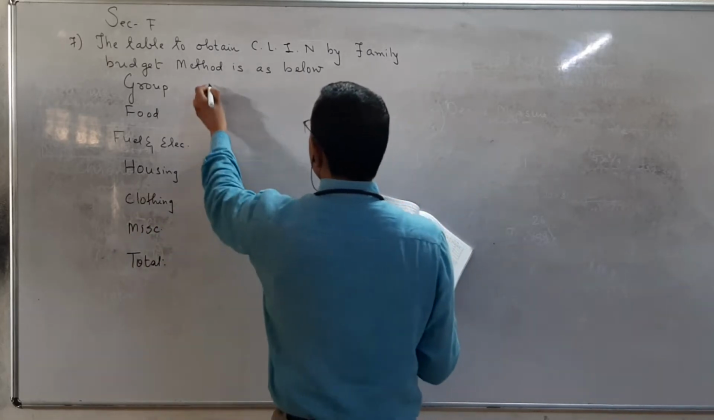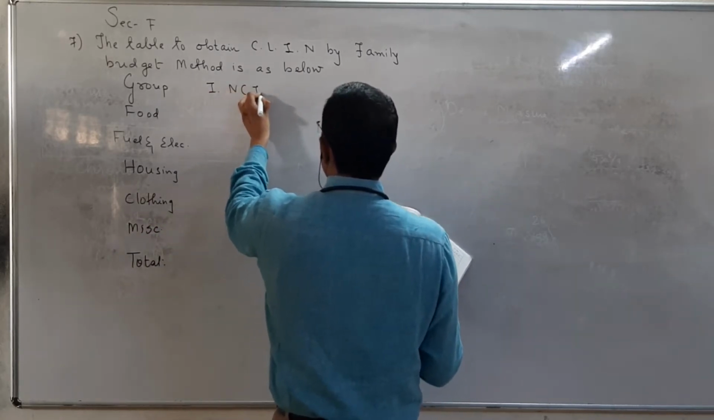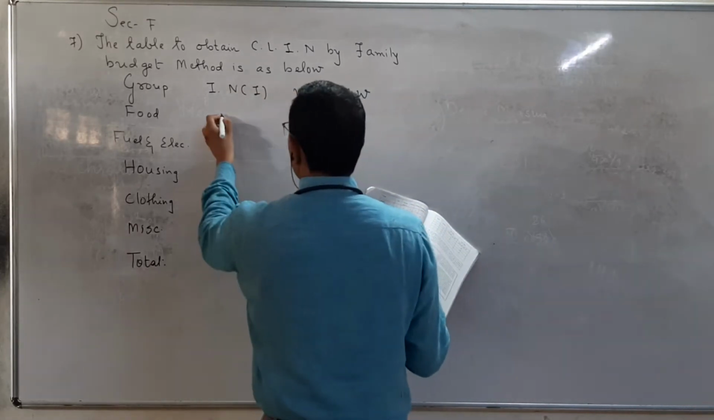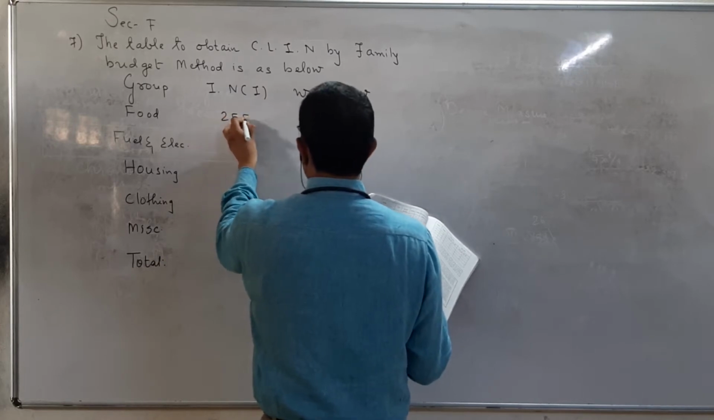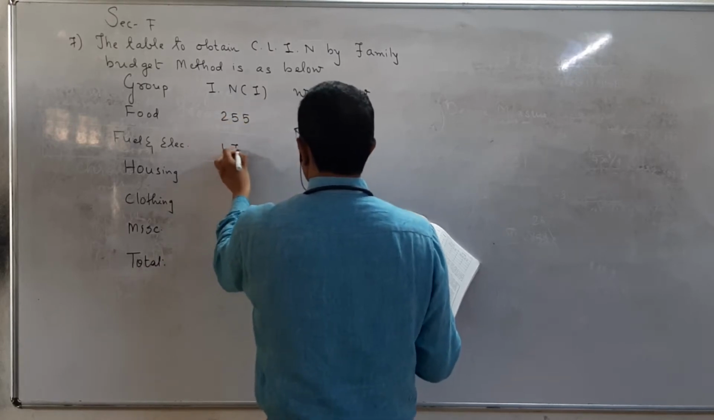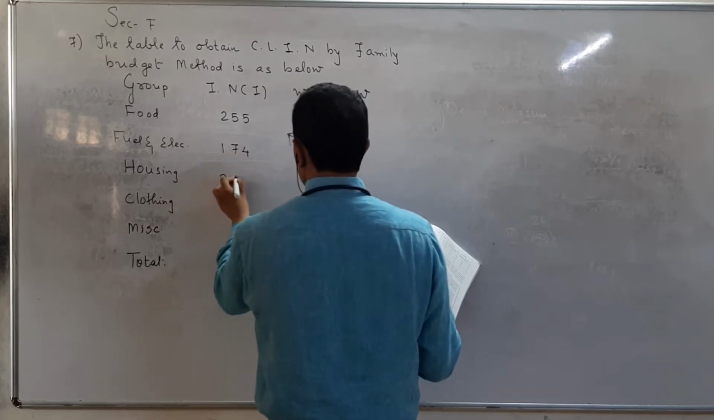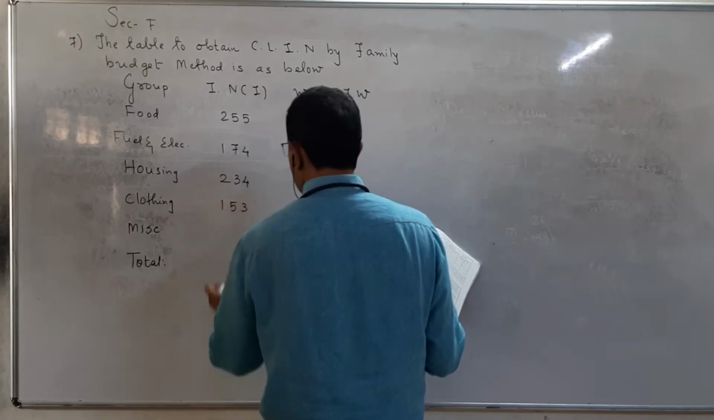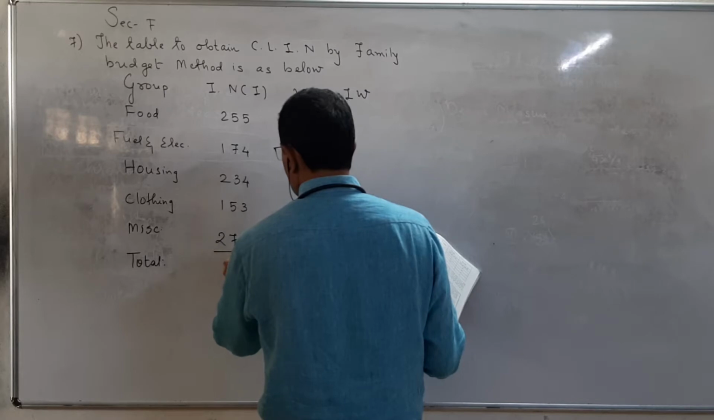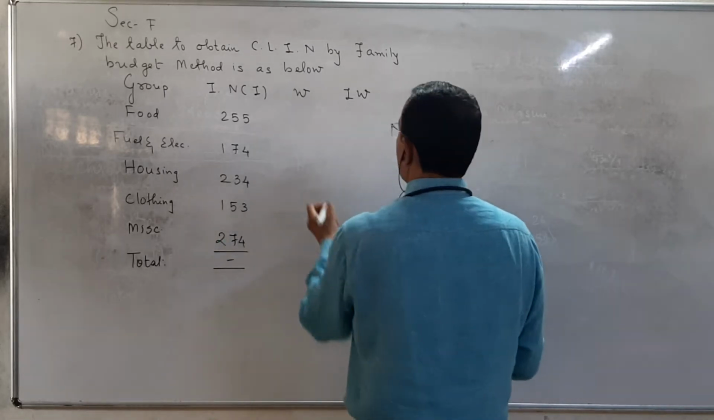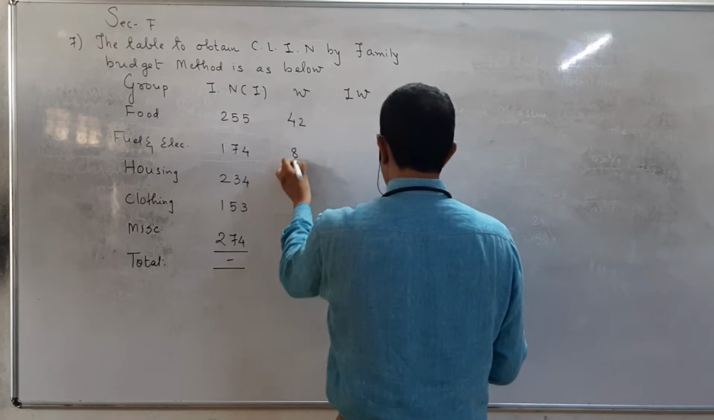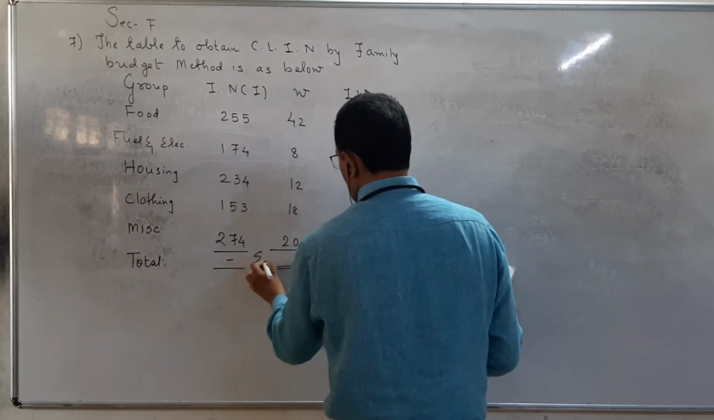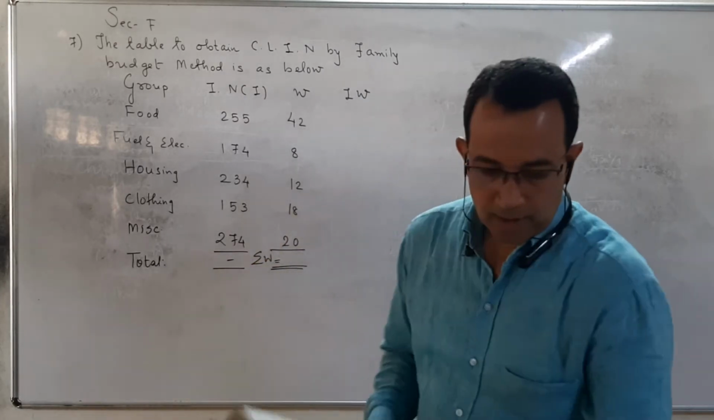No unit is given directly in index number I, then weights, and the last column is IW. So index numbers are 255, 174, 234, 153 and 274. Corresponding weights are 42, 8, 12, 18 and 20. Okay, we will write sigma W, which is 100.